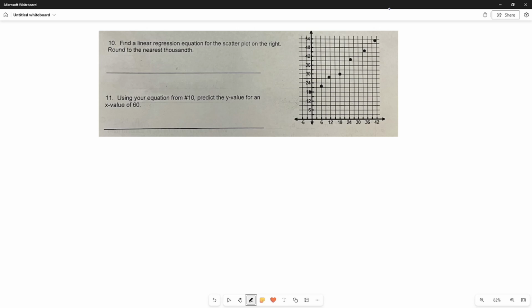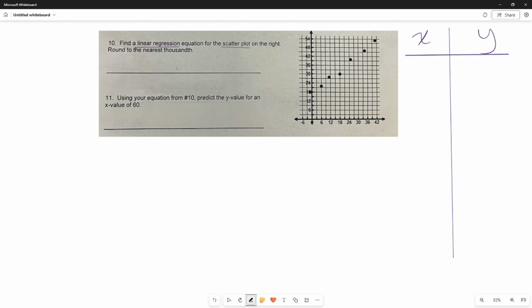Alright, here's question 10 and 11, and they're asking us to find a linear regression for the scatter plot. These points on a scatter plot are not nice at all, like why are they in the middle of the line? So whenever you have points like this, the best thing you can do is just estimate it. And I'm pretty sure if you're close enough to the answer, then she shouldn't take off points. So let's go ahead and try guessing what those points would be.